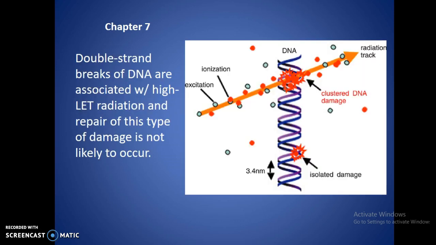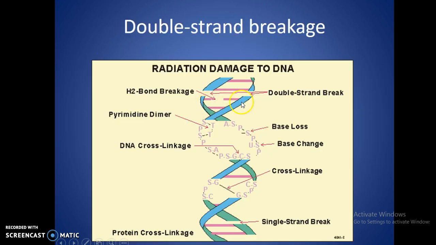Double strand breaks are associated with high LET radiation, and repair of this type of damage is not likely to occur. So if you have high LET, basically that's a lot of radiation going through a very small area, with a lot of power to go through it, and it will actually break both sides of this kind of DNA ladder, which we can see here with a double strand break going across. So these are all kind of linked in together with the double helix.